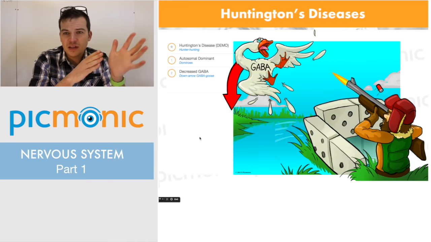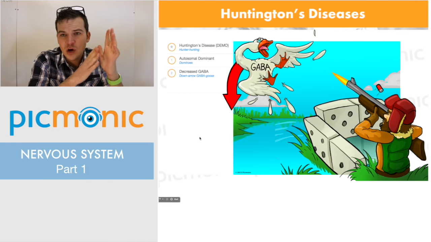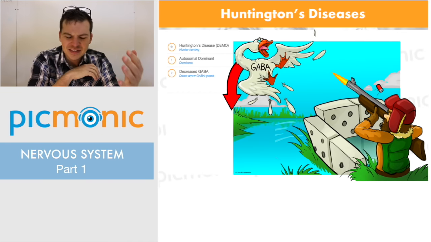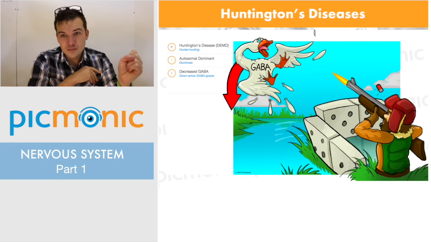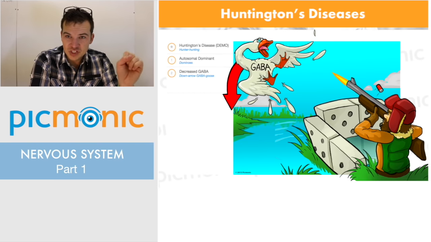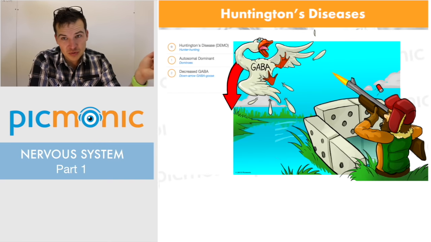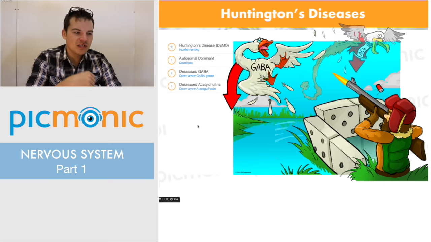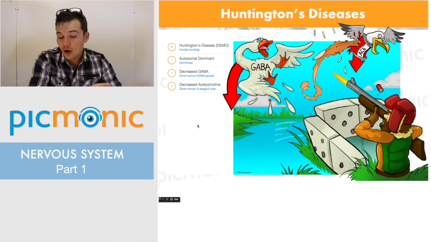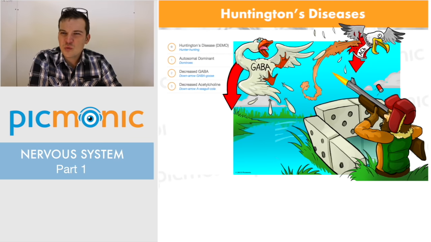What's actually wrong? And this is really important for you to know. What is going wrong in Huntington's disease? Huntington's disease is not super high yield, but what's the fundamental problem? The problem is a decrease of GABA, G-A-B-A, shown here as this GABA goose. And it's also a decrease of acetylcholine as well. But what does GABA really do?